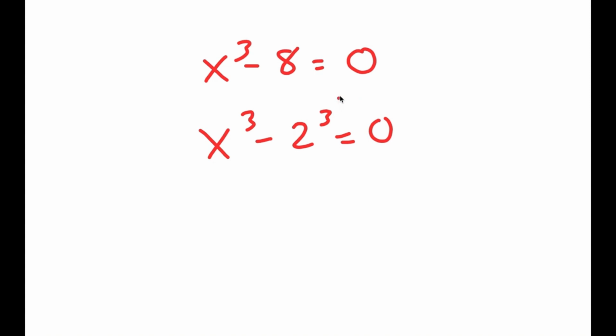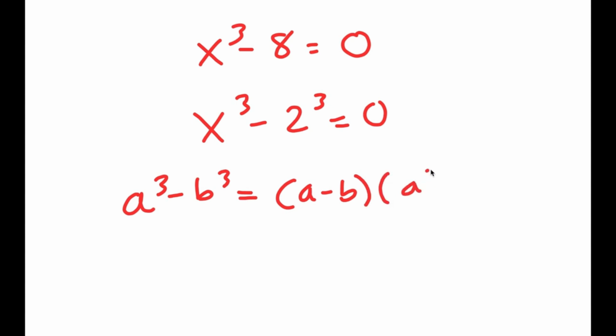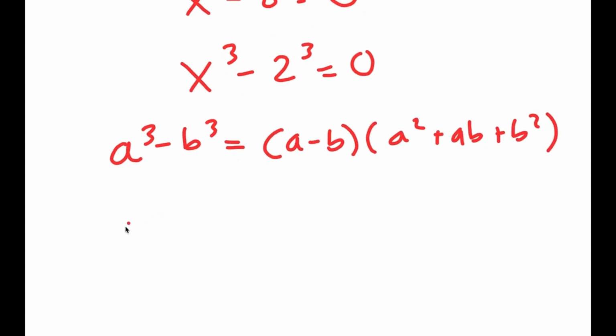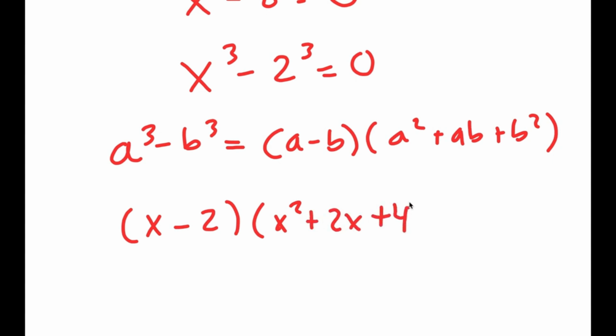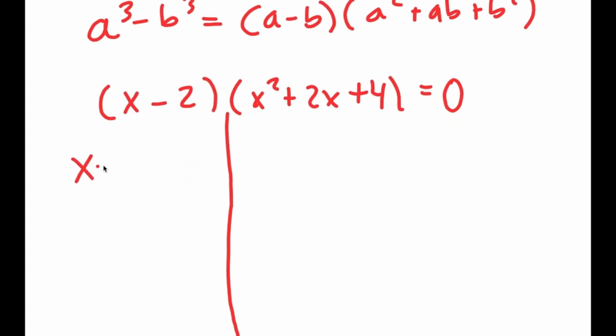So I get x to the power of 3 minus 2 to the power of 3 is equal to 0. And now I'm going to use the formula a to the power of 3 minus b to the power of 3 is equal to a minus b times a squared plus ab plus b squared. So in this case, this turns into x minus 2 times x squared plus 2x plus 4 is equal to 0. So now I get two equations. I get x minus 2 equals 0 and x squared plus 2x plus 4 equals 0.